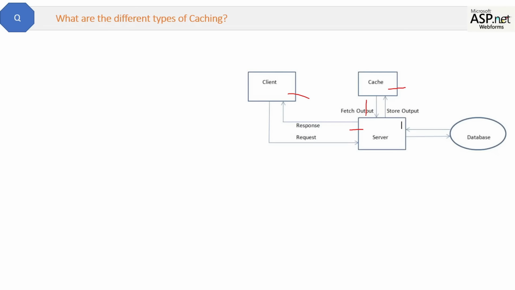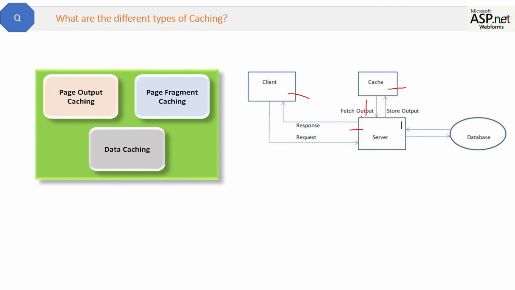Now let's answer how many types of caching are there in ASP.NET Web Forms. We have three types of caching present in ASP.NET Web Forms. First is page output caching. As its name suggests, it will cache the whole page HTML in the cache. The second type is page fragment caching, which caches a particular part of the page in the cache, like a user control. And the last is data caching, which we were talking about here, which basically caches the data, not the page, in the cache. So it caches data, not the HTML.